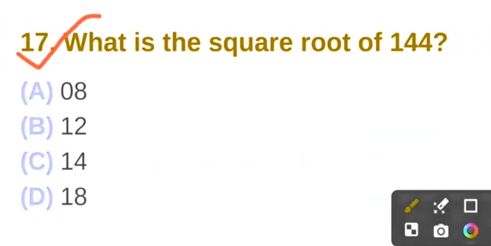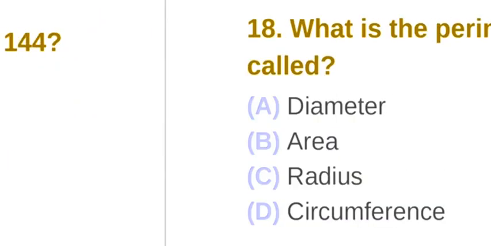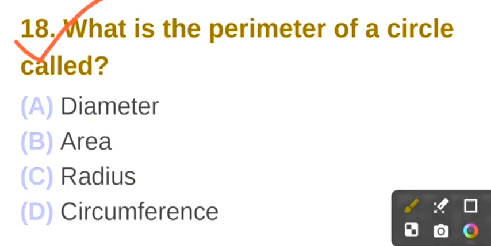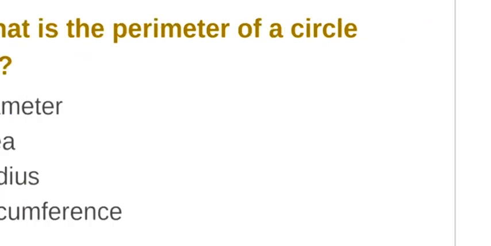Question number 17. What is the square root of 144? The correct answer is option B, 12. Question number 18. What is the perimeter of a circle called? The correct answer is option D, circumference.